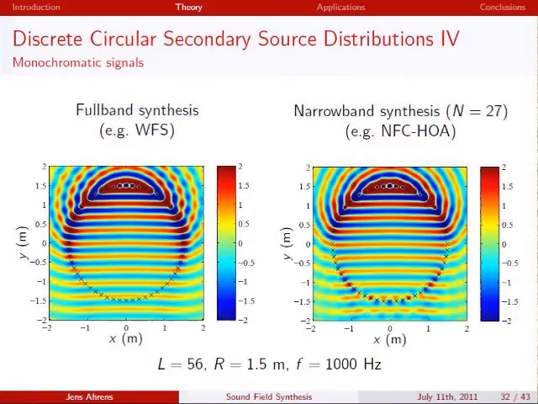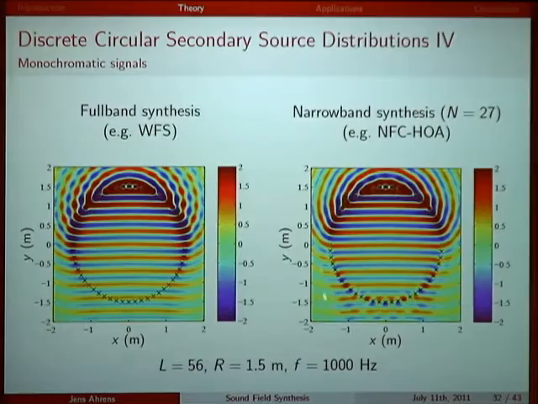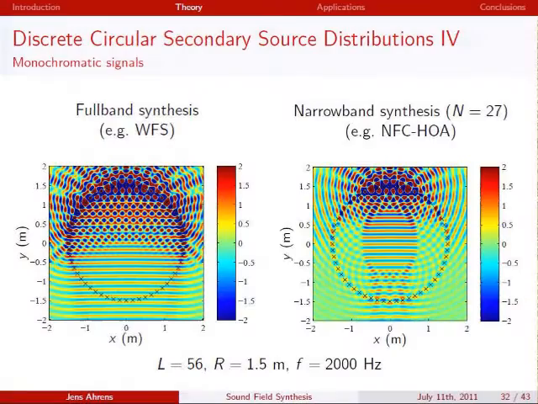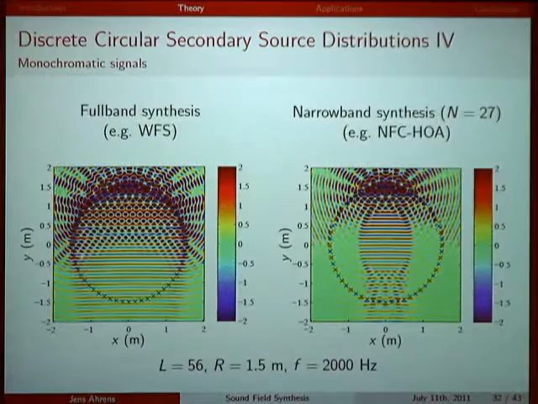the synthesized sound field. At low frequencies, you hardly see any difference. By the way, this example is equivalent to 27th order Ambisonics, so you sum from minus 27 to plus 27. At a frequency of 1 kilohertz, you hardly see any difference. If you go to 2 kilohertz, you already see, in the full band example, a huge portion of the target area gets corrupted by artifacts, commonly referred to as spatial aliasing.